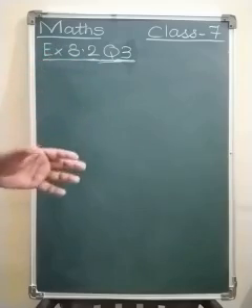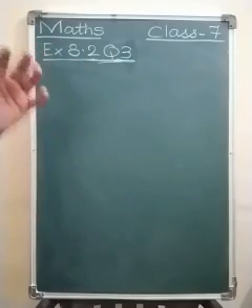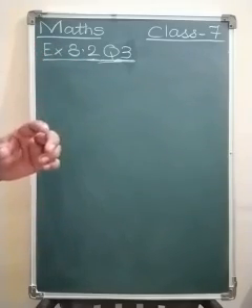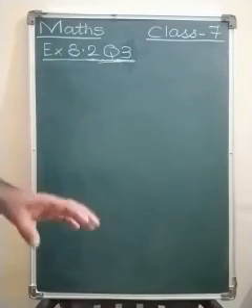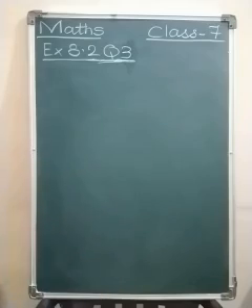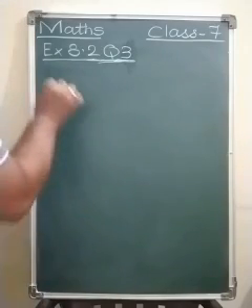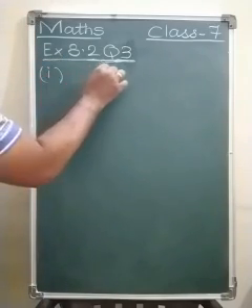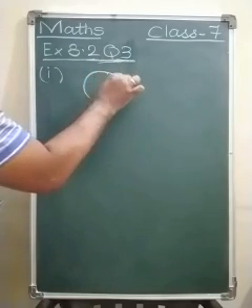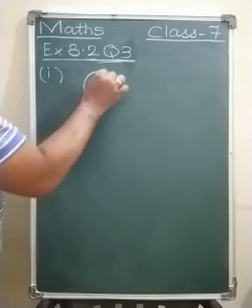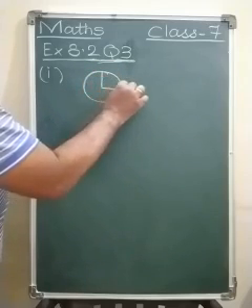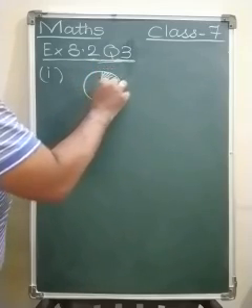Okay, question number 3. Some figures are given and we have to estimate the part and find out the percentage which is darkened. So the first sum is, a circle is given and only this much part is darkened.